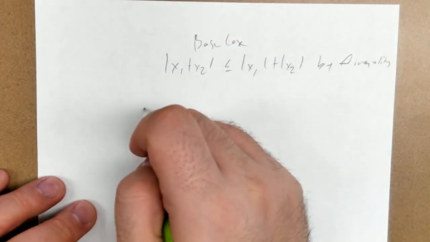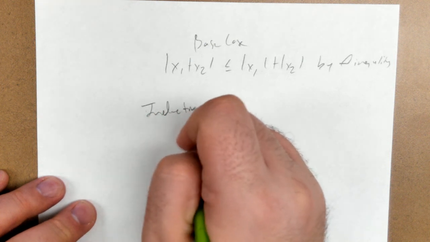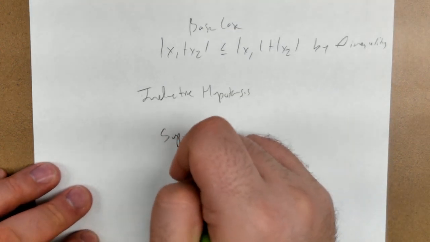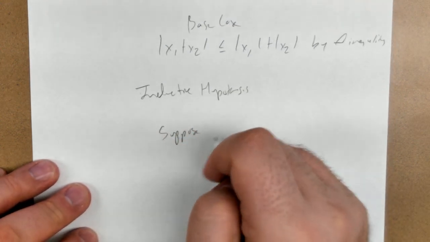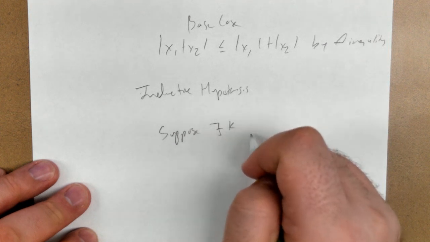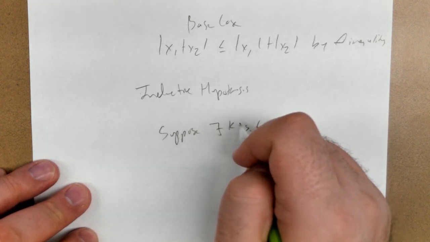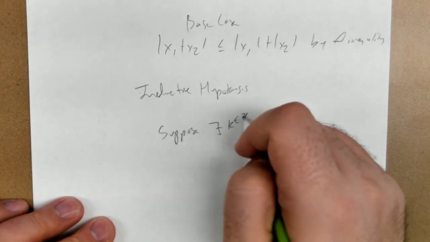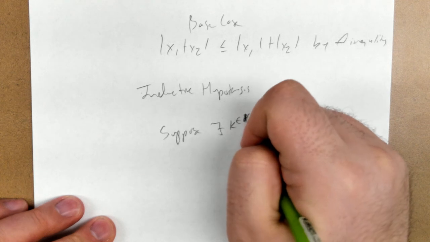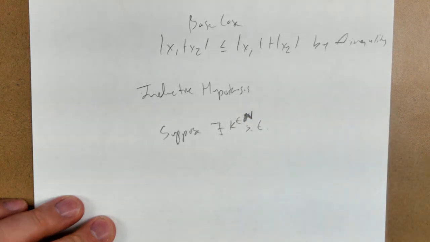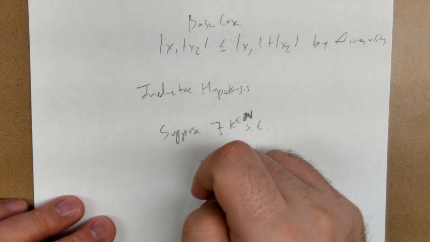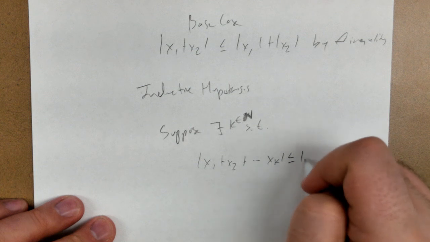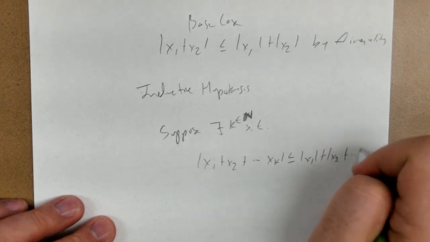So if I want to go into my inductive hypothesis, and I want to say, suppose there exists k, excuse me guys, in the integers, or in the natural numbers really, if I go x1, x2 to xk, that's less than or equal to each term individually, absolute value.